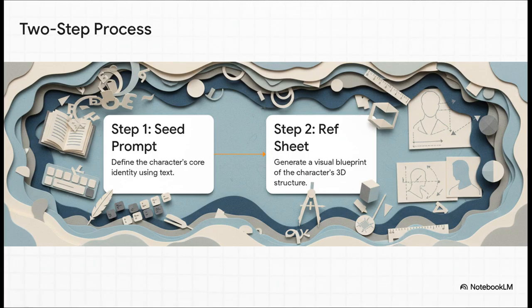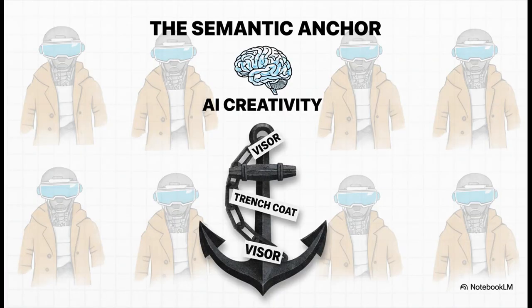That's our reference sheet. Text first, then geometry. The seed prompt is basically your character's soul, but in text form. It's a super detailed description that you will use, and this part is absolutely critical. Word for word, every single time. You can't change one adjective, not one comma. This constant repetition creates what's called a semantic anchor, which triggers a process called prompt chaining for identity, forcing the AI to remember the same set of features.